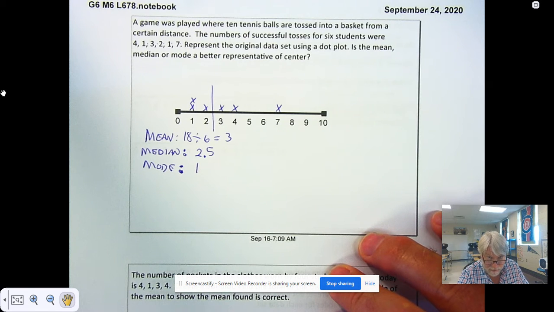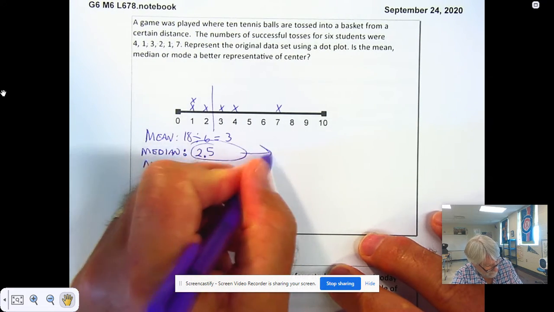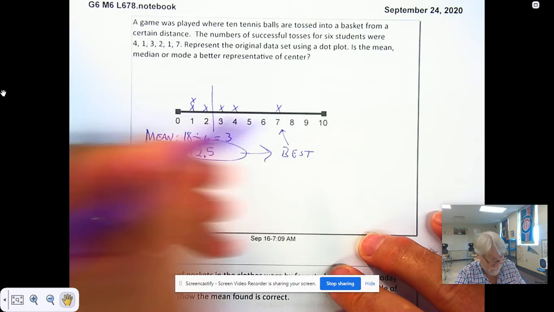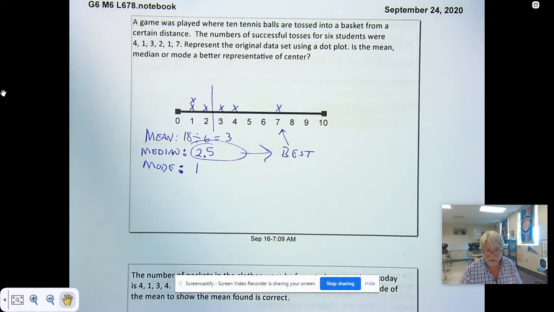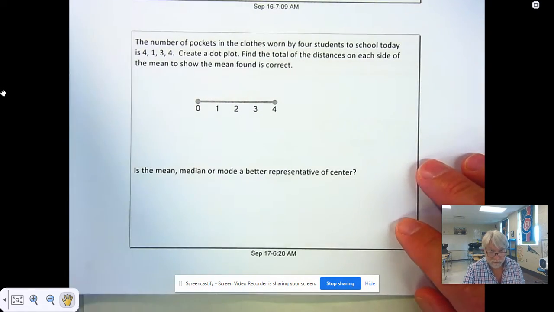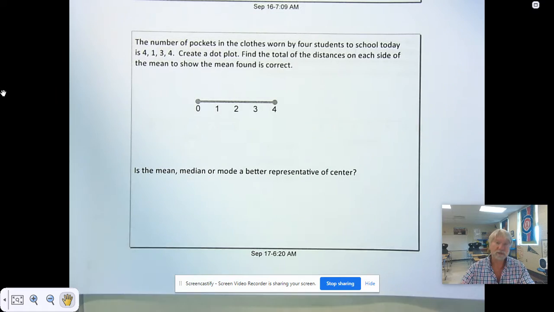So the mode would be a terrible representation of center. The mean is the balance point, but we have more around the median or the mode. So I would say the median is the best representation of center, because the 7 pulls the mean a little bit higher than what would be a good representation of center. My opinion on that, as long as you explain yourself well, I could give you credit for more than one answer.